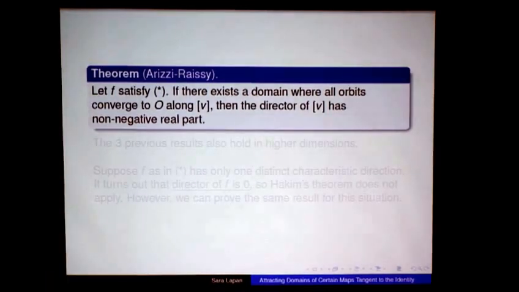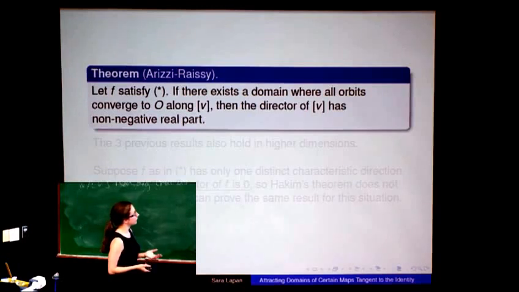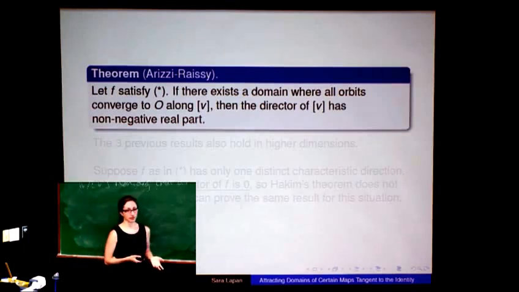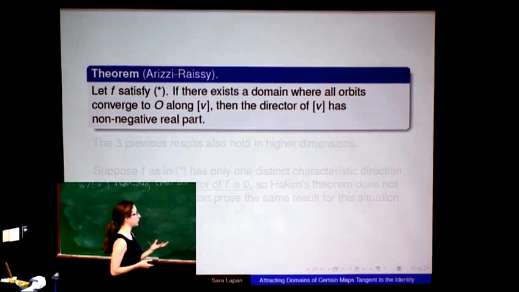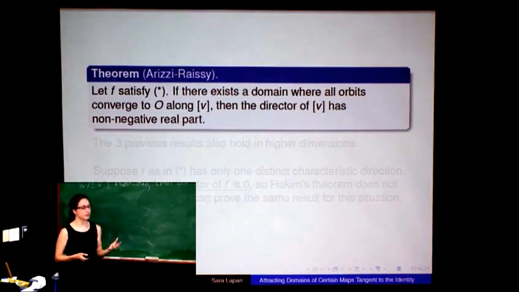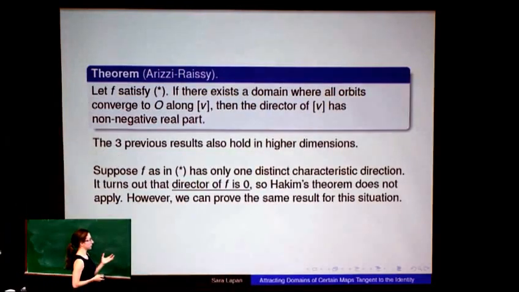So let f satisfy this condition. If there exists a domain where all the orbits converge to the origin along v, then the director has non-negative real part. So what we have left is what happens when the director has real part equal to 0. Okay, so the three previous results also hold in higher dimensions.